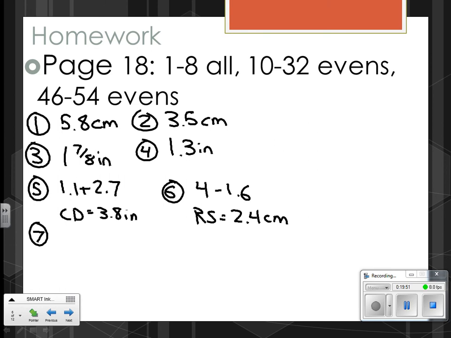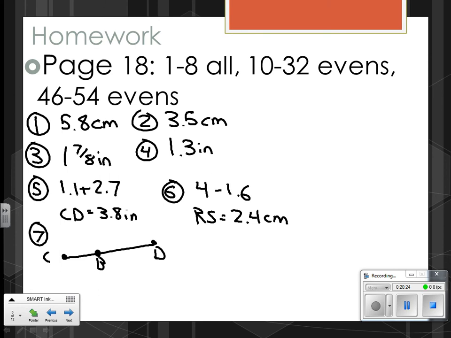So for 7, they've given us CB, BD, and BD. So we're looking at that figure there. So find the value of x and BC if B is between C and D. So they didn't give us a drawing, so I'm going to go ahead and make that first. So copy this with me. B is between C and D. So C and D are my endpoints. B is somewhere here in between.